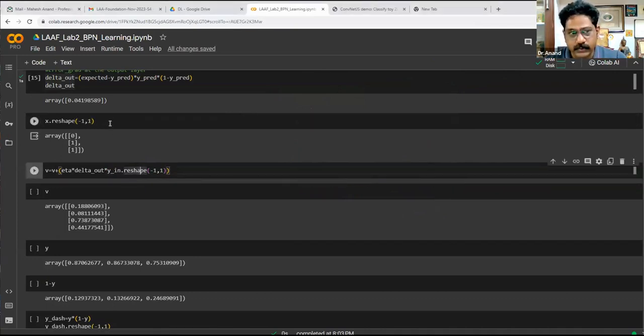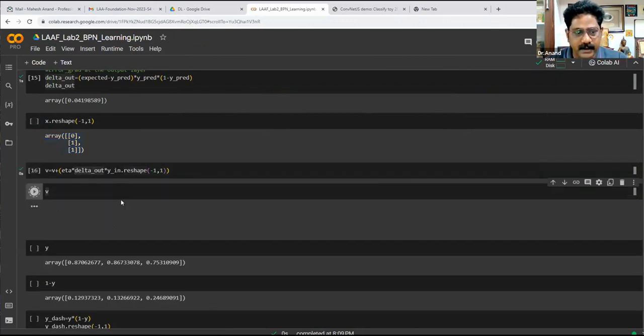I just wanted to show you, for any vector, if you just apply reshape, how it turns into a column vector. Initially, we kept our x as a row vector. What is x? 0, 1, 1 is the x. If you apply reshape to x, your row vector turns into a column vector. 1 by 3 becomes 3 by 1.